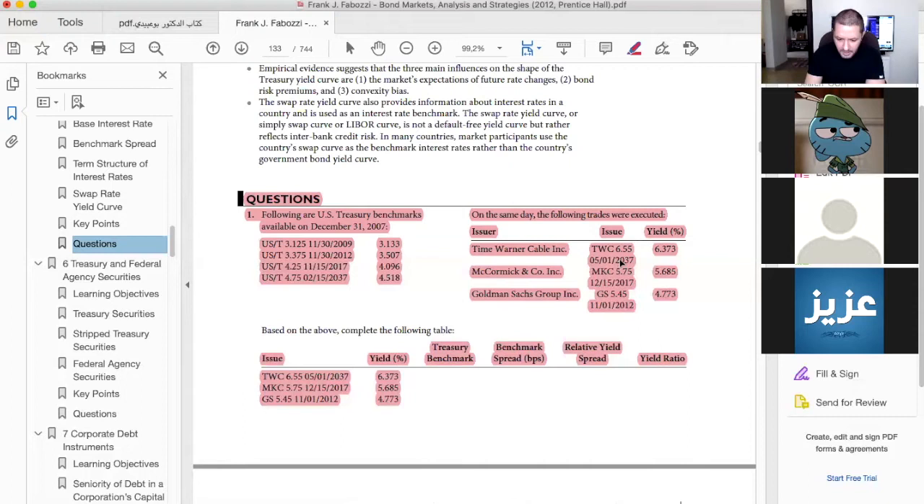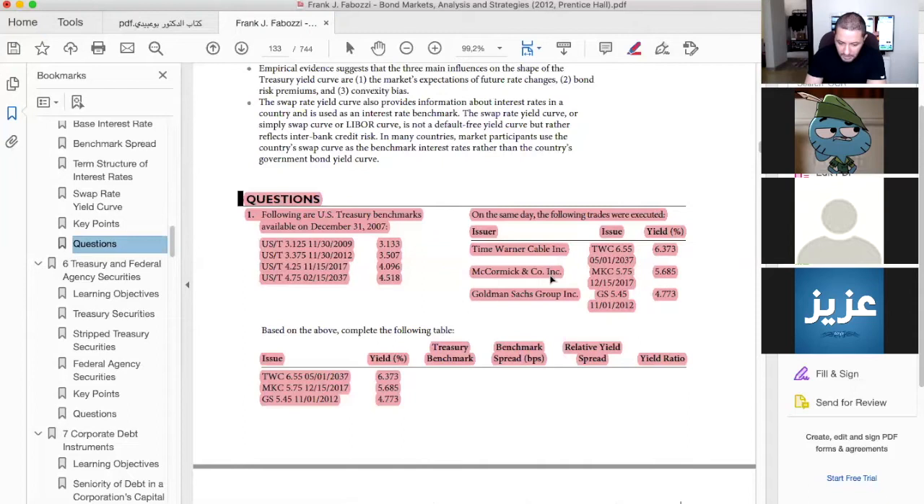These are the issuer, the issue, and the yield. For Time Warner Cable, we have TWC offering 6.55% as a coupon rate, maturing on the 1st of May 2037, and offering 6.373% as yield to maturity.